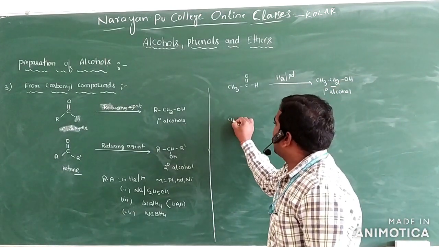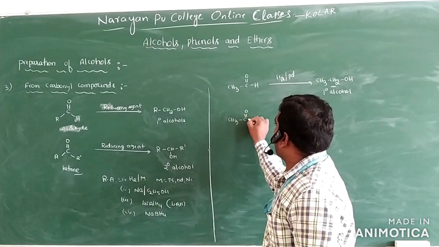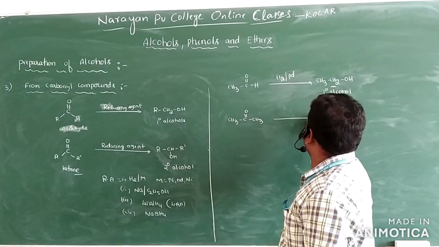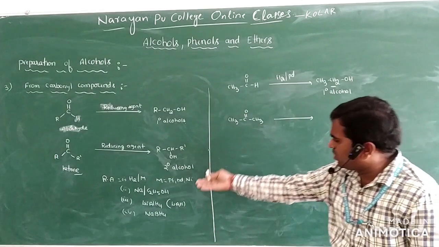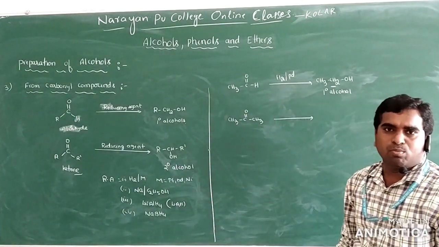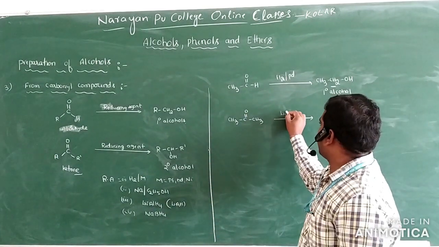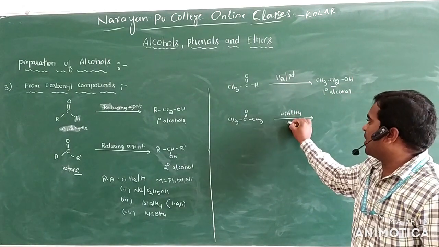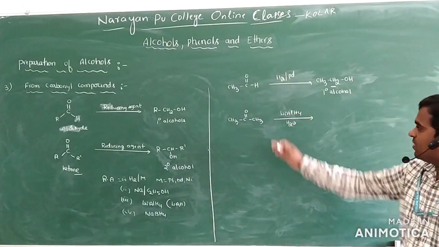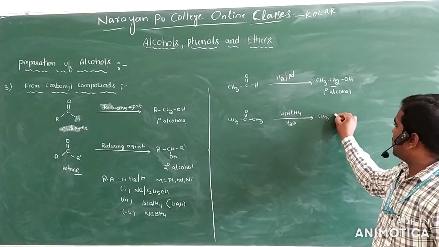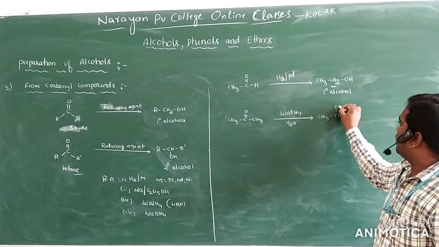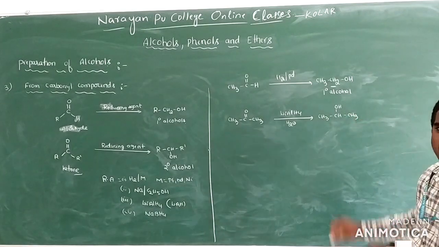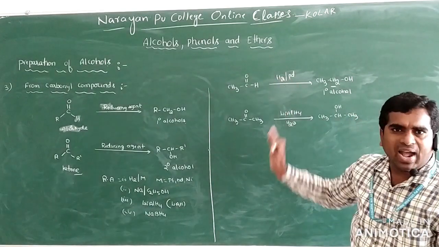If I take a ketone here, CH3, C double bond O, CH3, ketone. Any agent you can take, lithium aluminum hydride or sodium borohydride you can use. Suppose I take lithium aluminum hydride followed by hydrolysis with water, then what compound will you get? Ketones are reduced into which one? And here it's simple. What they do here, they provide the hydrogens.